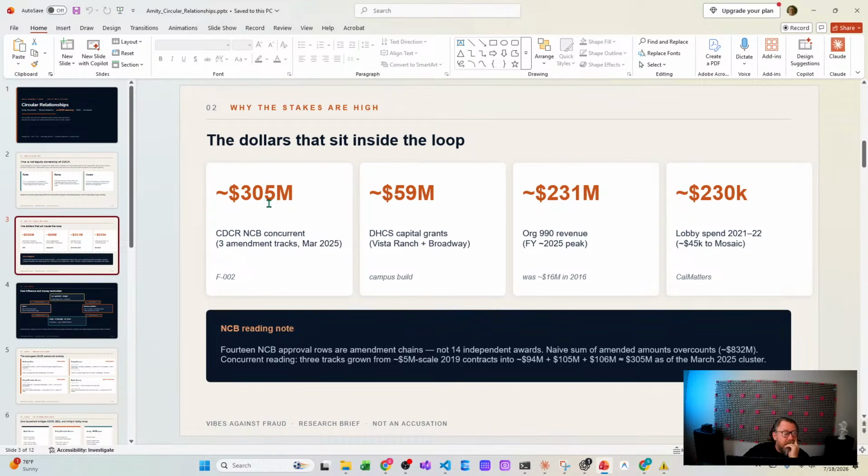Okay, so dollars is inside the loop. So we got 305 million that's getting awarded. 59 million of Department of Health and Child Services capital grants, a campus build. Why would we be paying $60 million to build their facilities? Why wouldn't that come out of their own profit margin? 231 million of Org 990 revenue. We got to figure out what this Org 990 stuff is. Make a note of that, you guys. Org 990. We got to dig into that more. I don't know what that is.